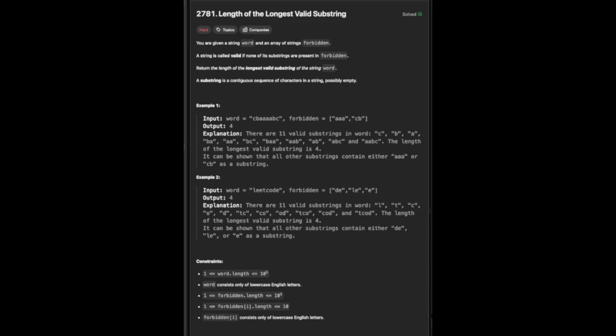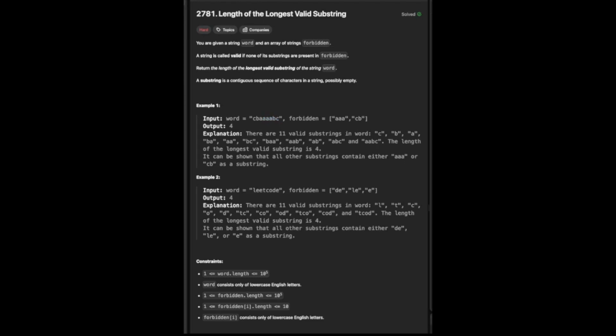Today we're going to be solving LeetCode 2781, length of the longest valid substring. This question in short asks for the longest length of substring in a given string that does not contain any sequence of characters found in the forbidden words. So for example, in the given example, the words CB and AAA, the string CBAAABC has the longest substring of 4 because the longest substring of AABC does not contain any of the forbidden words AAA or CB.